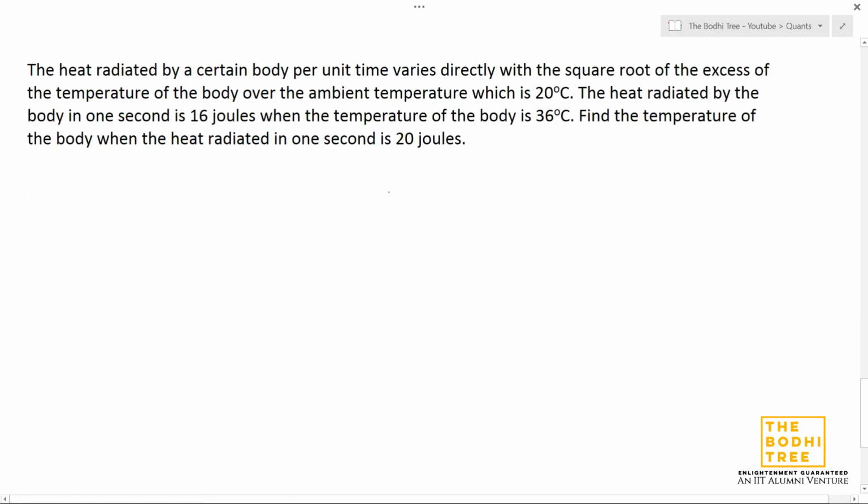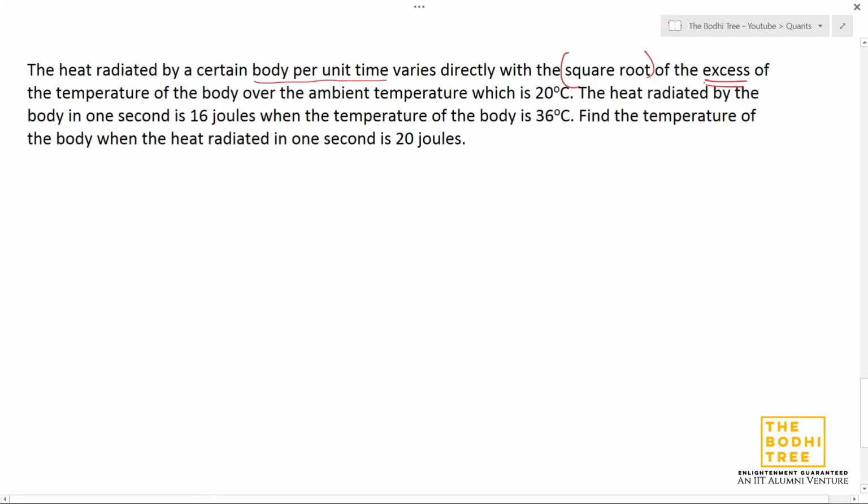Let's see what is being asked. The heat radiated by a certain body per unit time, okay, they have given the units as well, per unit time, varies directly with the square root, okay. In this case we have square root and not square, right? Remember that, take that into consideration, don't make silly mistakes. Of the excess, again excess, right? In the previous question we had difference, here we have excess, which is one and the same thing, right?